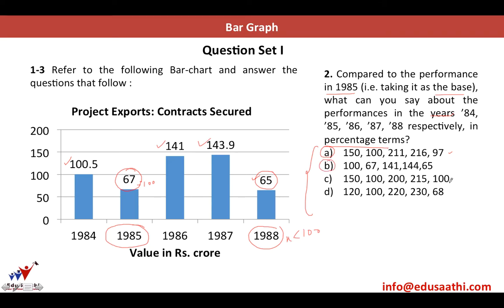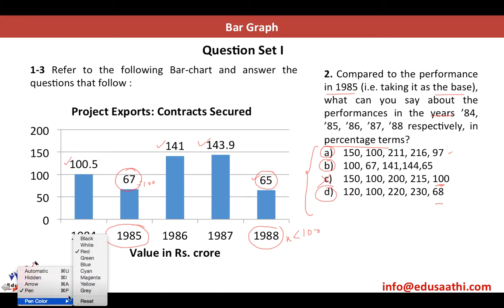Then I have 100, this cannot be the option, because if this is 100, it means that this value is not 65 but 67, because we're talking in relative terms. And option D, again we have 68, so this also can be one of the correct options. So we have negated one option till now, which is option C.